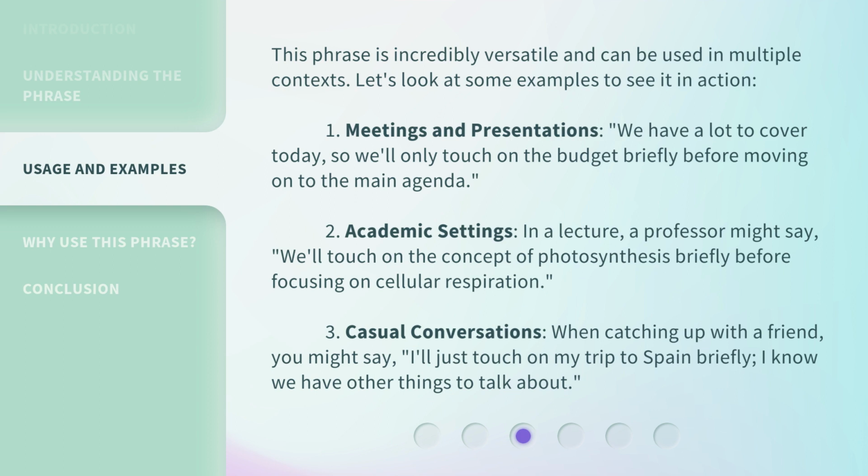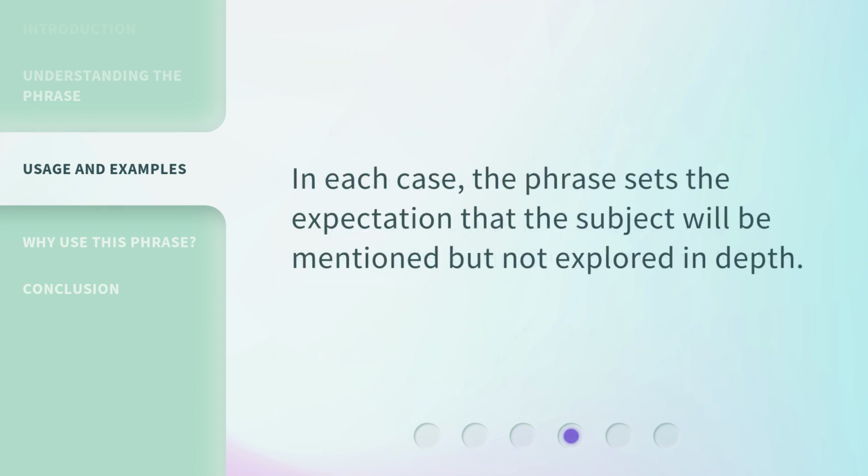2. Academic settings. In a lecture, a professor might say, "We'll touch on the concept of photosynthesis briefly before focusing on cellular respiration." 3. Casual conversations. When catching up with a friend, you might say, "I'll just touch on my trip to Spain briefly. I know we have other things to talk about." In each case, the phrase sets the expectation that the subject will be mentioned but not explored in depth.